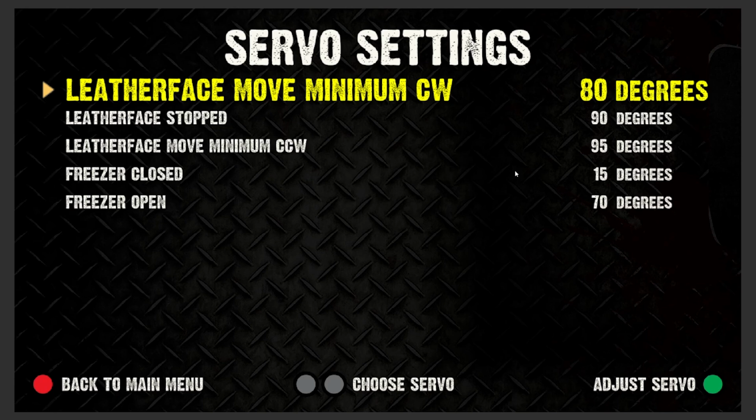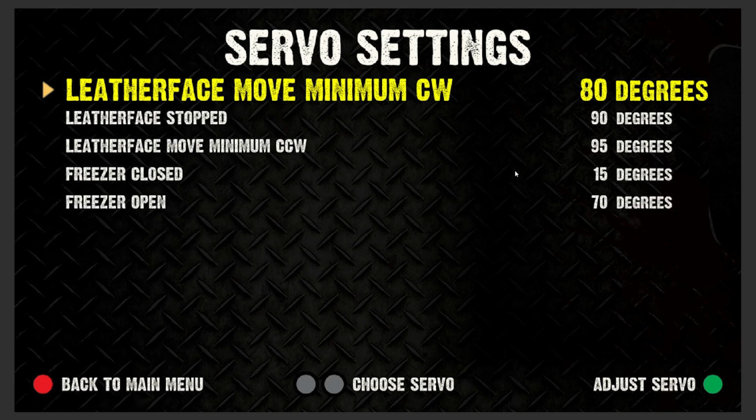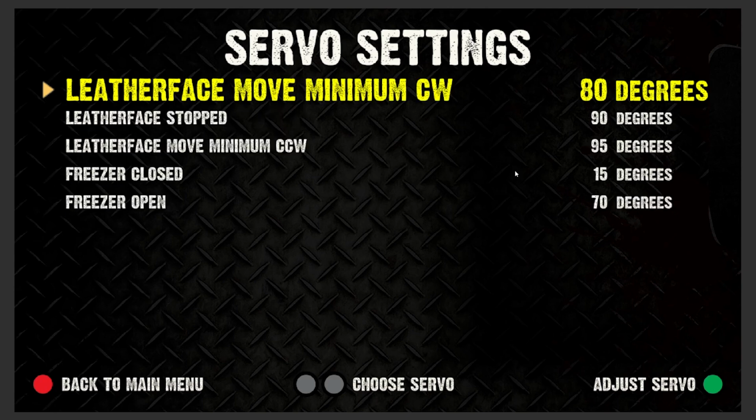Same thing with Leatherface. Now he moves clockwise and counterclockwise, so you can see we've got stopped in the middle. Stopped should normally be 90 degrees, but sometimes it might be something different, so just keep that in mind. You might have to go like 95 or 88. So we see we go lower and he moves clockwise, and if we go a little bit higher, he moves counterclockwise. So again, these are the baseline values.